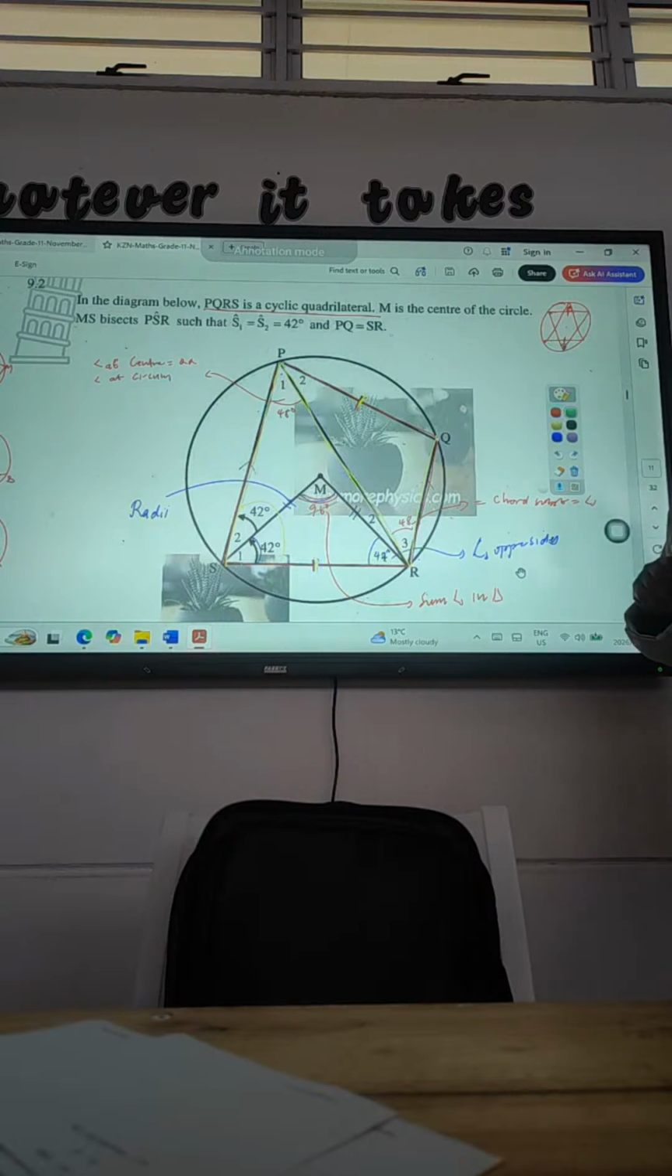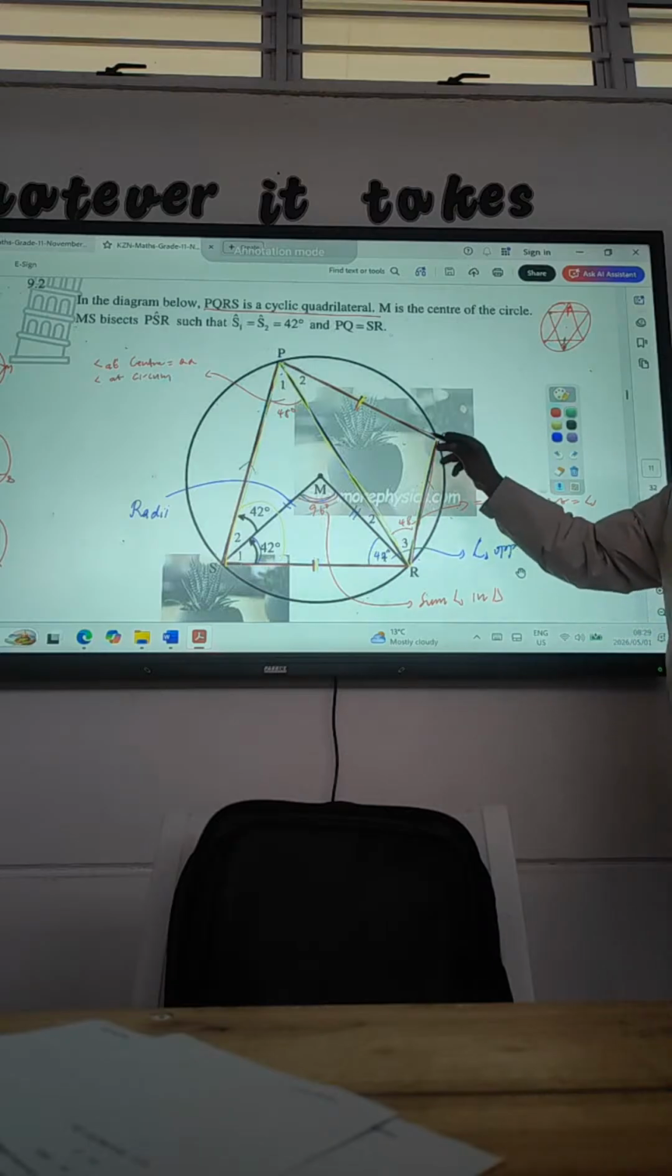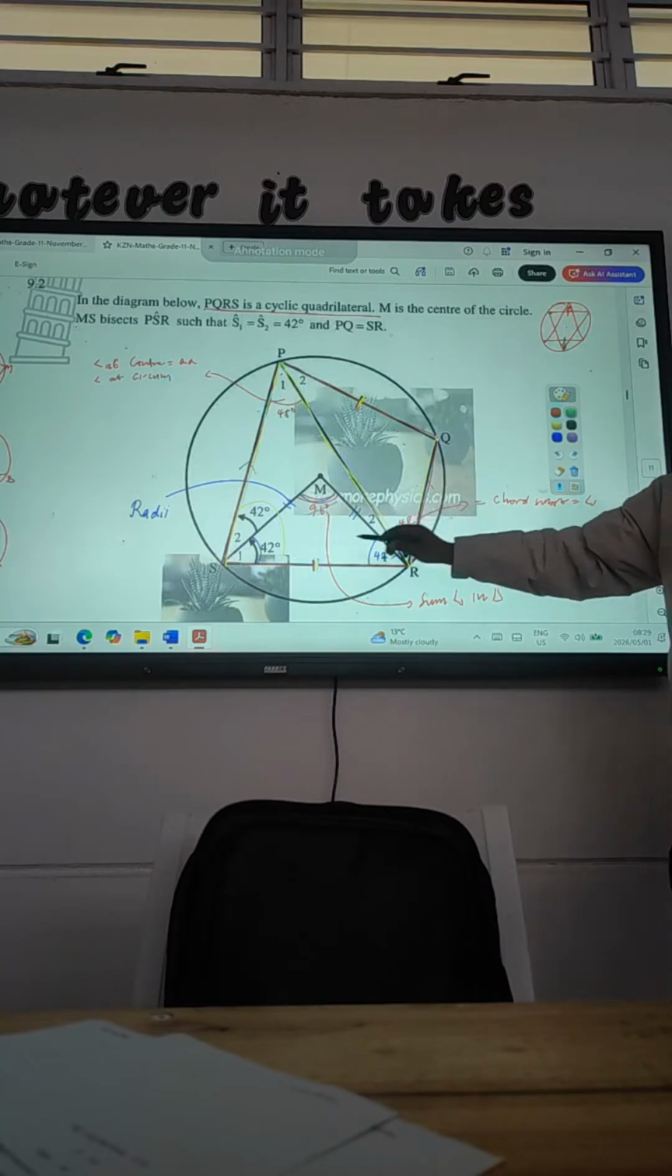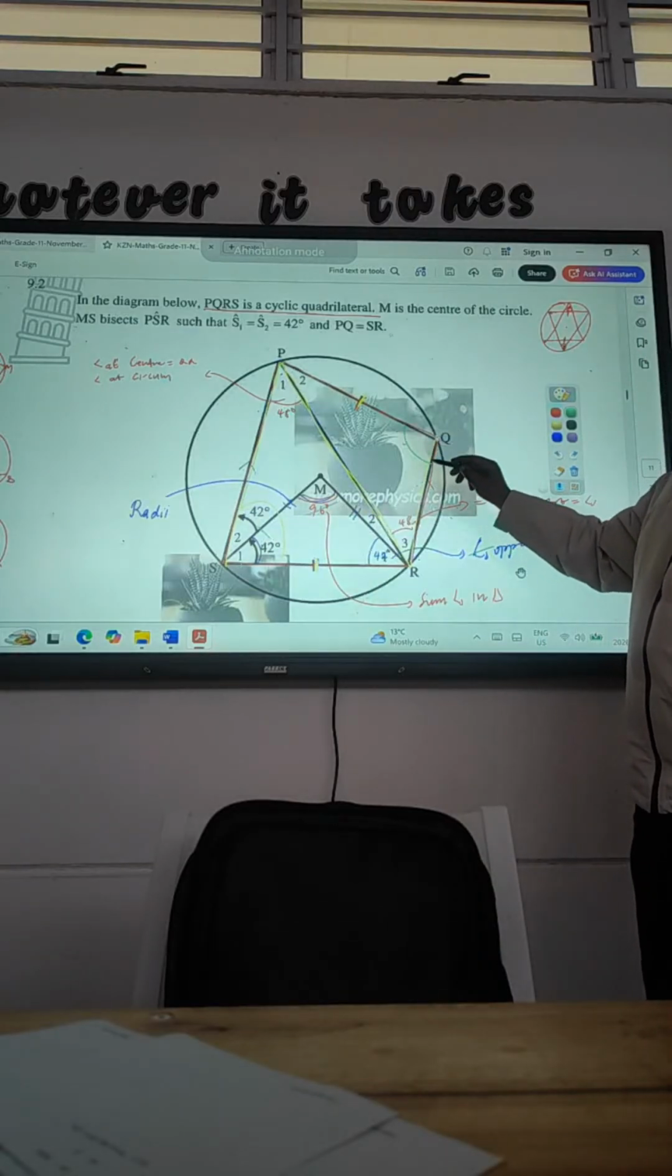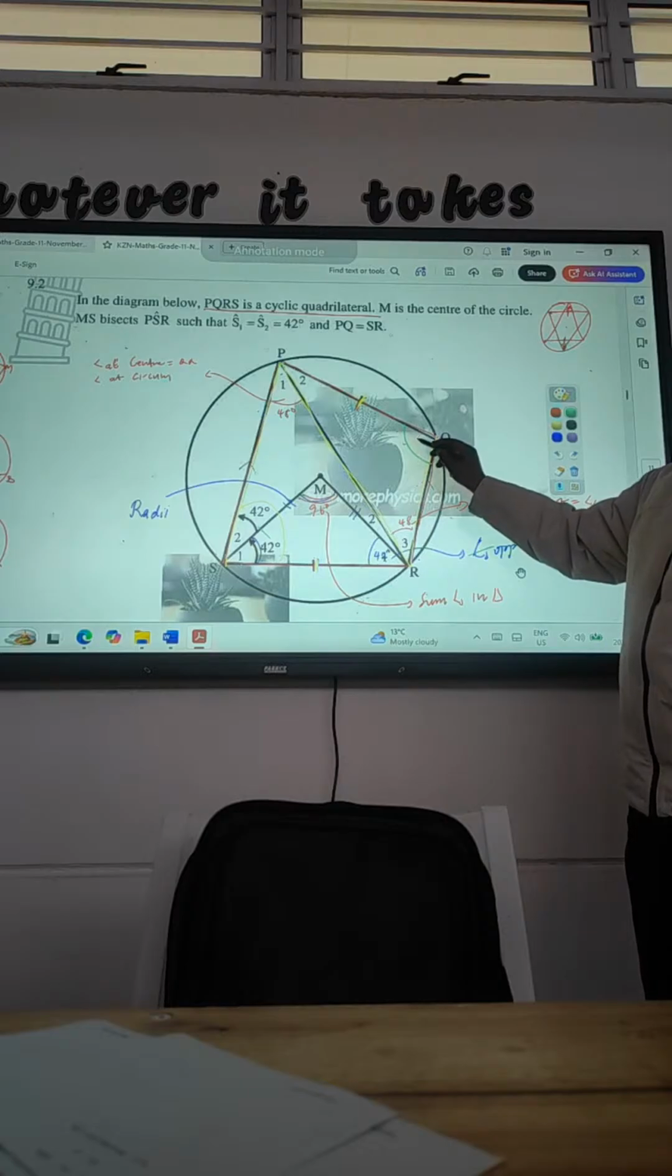Somebody is saying P2. What will be P2? No, sir. First Q. We first go to Q, right? Because we already have the whole angle. So we have Q being how much? 96.